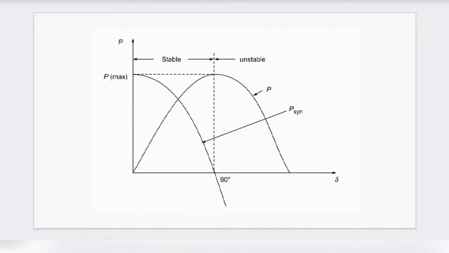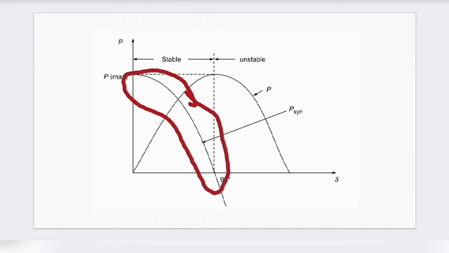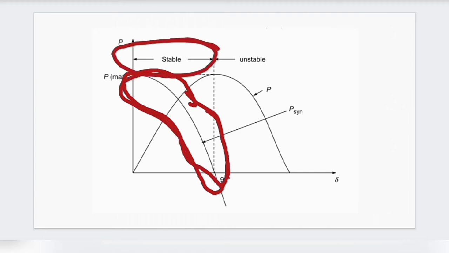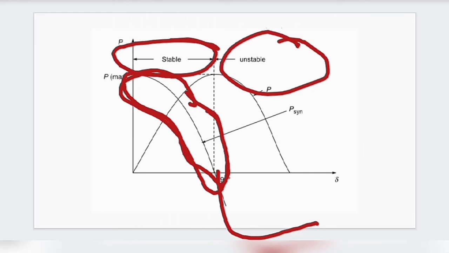Okay, as I told you, here we see when the synchronous power coefficient gets positive, then stability exists, otherwise it will be unstable. That means if this is positive, then the system is stable, otherwise the system is unstable.